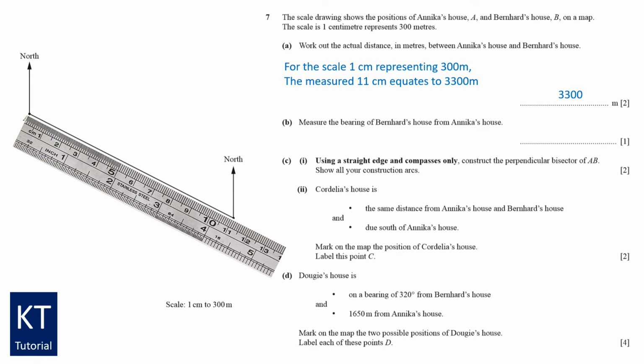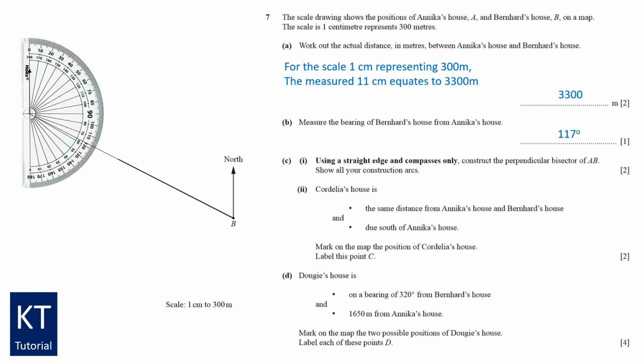Next, measure the bearing of Bernhard's house from Anika's house. Using a protractor, it indicates 117 degrees.